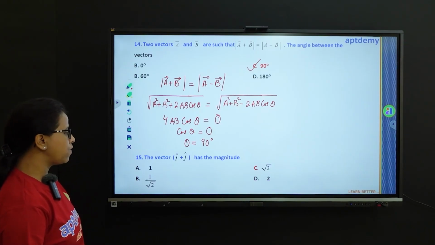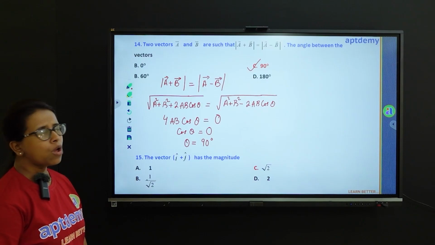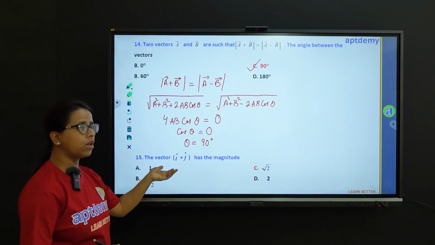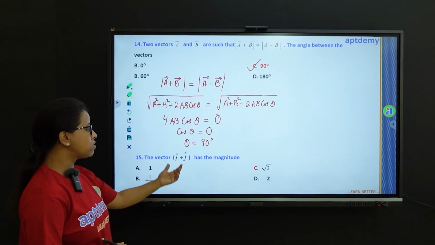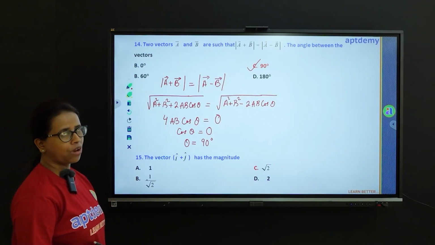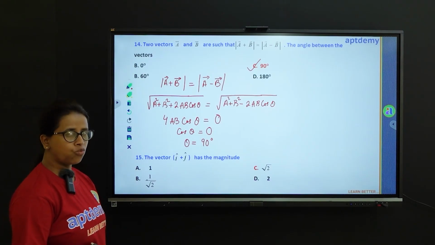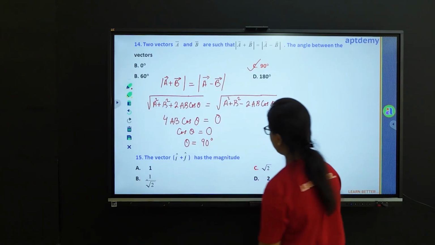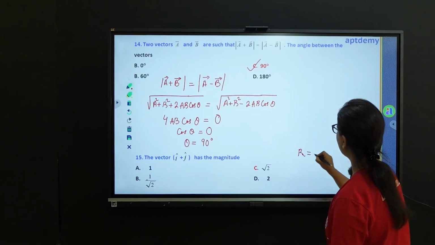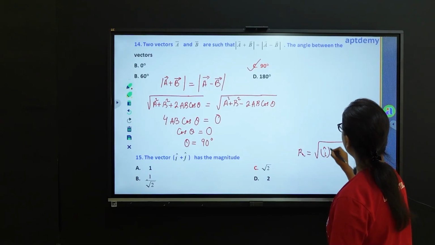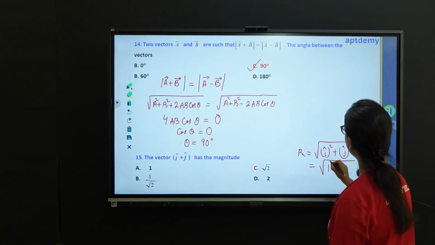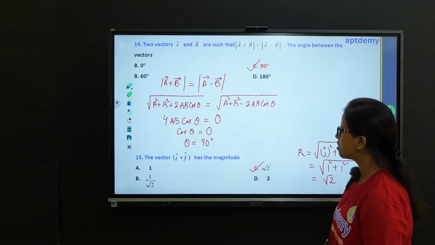Now the vector i cap plus vector j cap has the magnitude. Here most students make a common mistake. They think that i cap is a unit vector so its magnitude is 1, while j cap also has a magnitude of 1, so the sum becomes 2. But that's not right. You have to add them as two vectors. They are two rectangular components, so their resultant is given by root over i cap square plus j cap square. Each is of unit magnitude, so this is 1 square plus 1 square, which gives a resultant of root 2. So option C is correct.